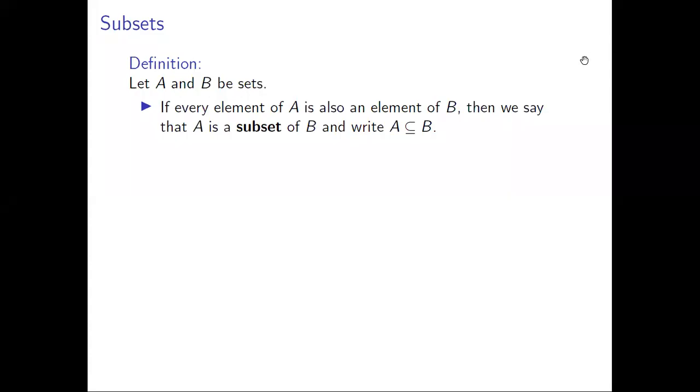Okay, now an important idea in sets is the idea of subsets. So we start with the definition of subset. Let A and B be sets. If every element of A is also an element of B, then we say that A is a subset of B. And we write it like that, A is a subset of B.